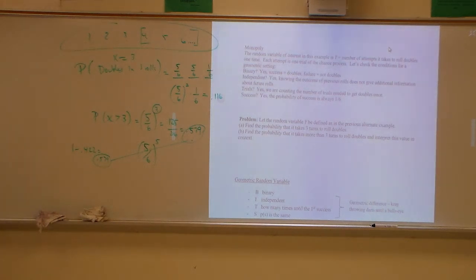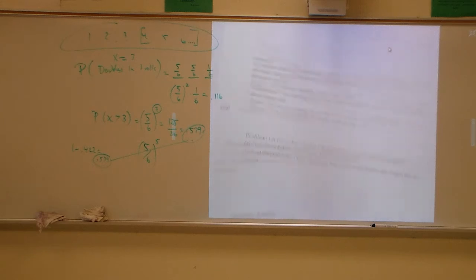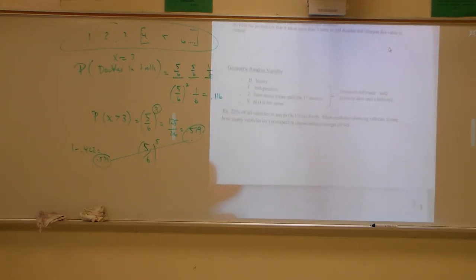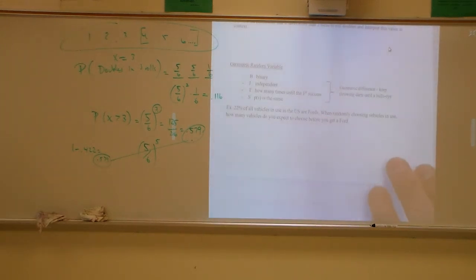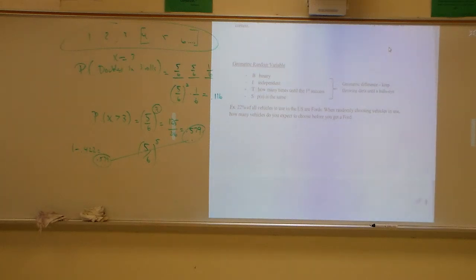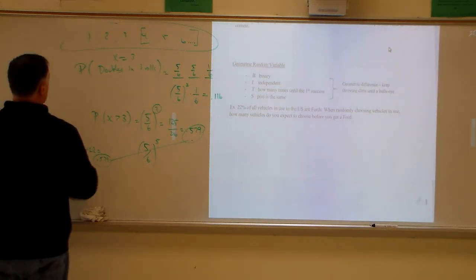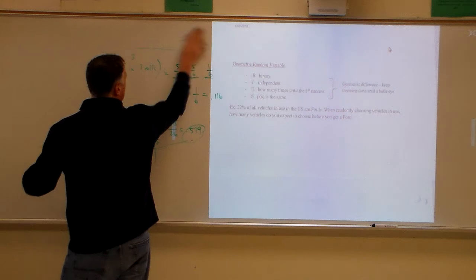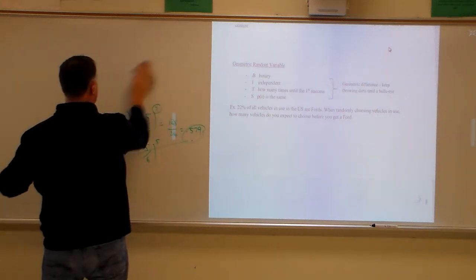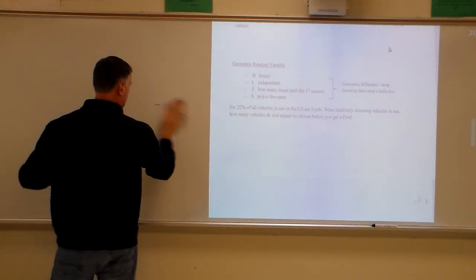All right, so that's the Monopoly stuff. Another example here, geometric random variable. Okay, let me see if I must have a formula somewhere. Let me look and see where the formula is before we continue.